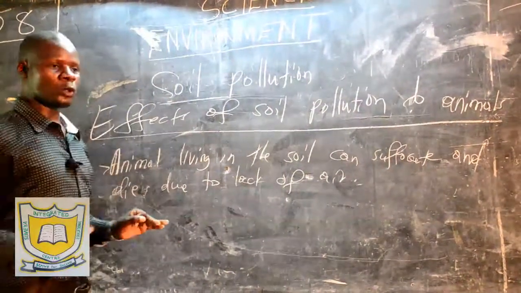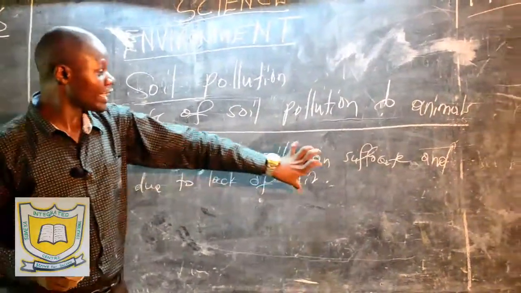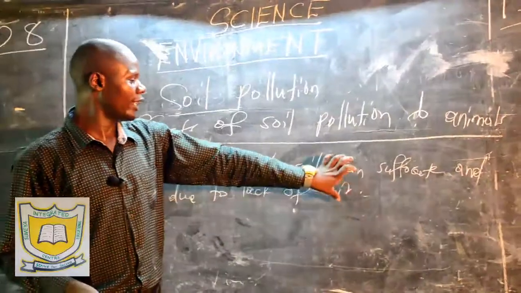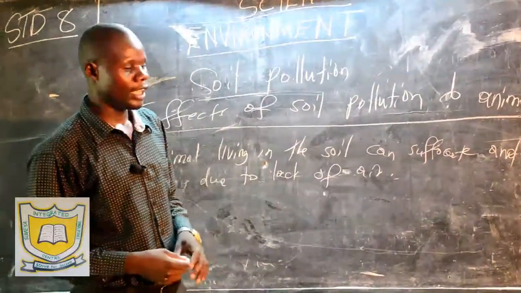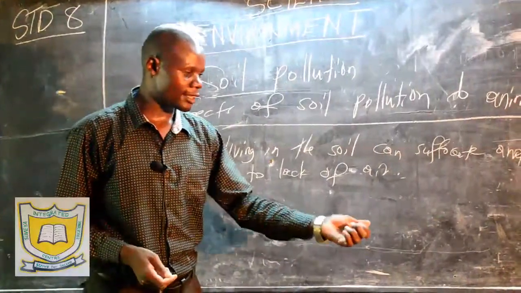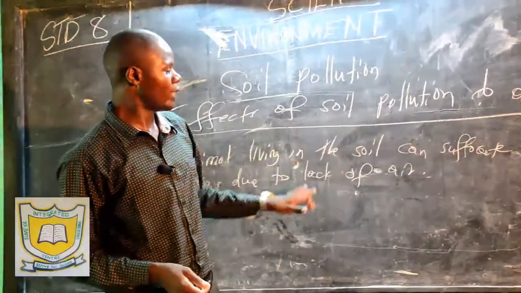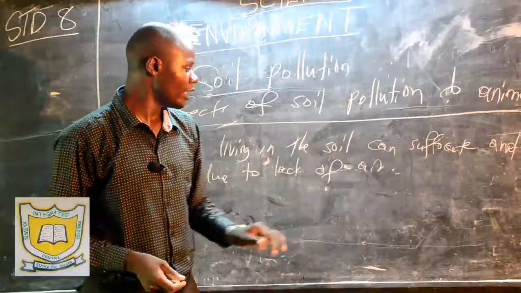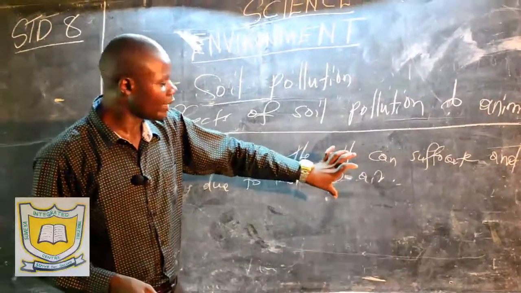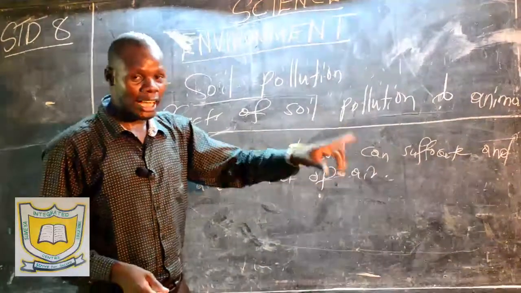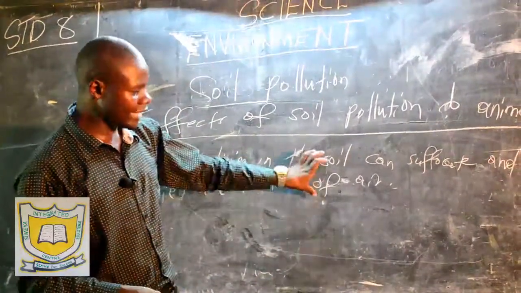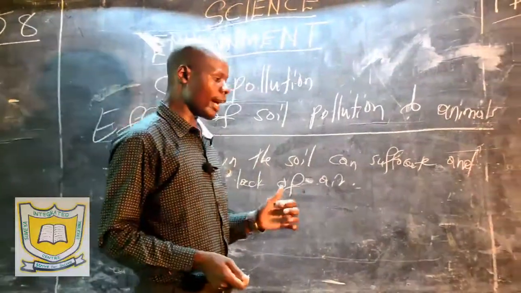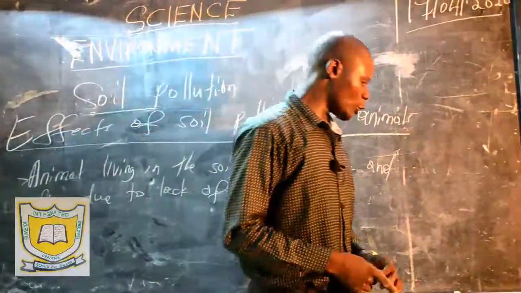First, I talked about oil spillage. When the soil has been spilled with oil, there will be no air circulation. You understand, all animals need oxygen. We have small animals that stay in the soil. So when there is oil spillage in that soil, there will be no oxygen. When there is no oxygen, those animals are in need of oxygen. They will suffocate and die. So they have been directly affected by that polluted soil.